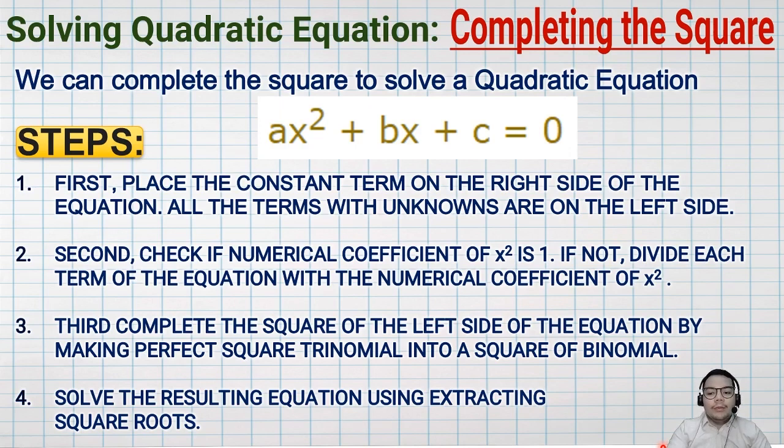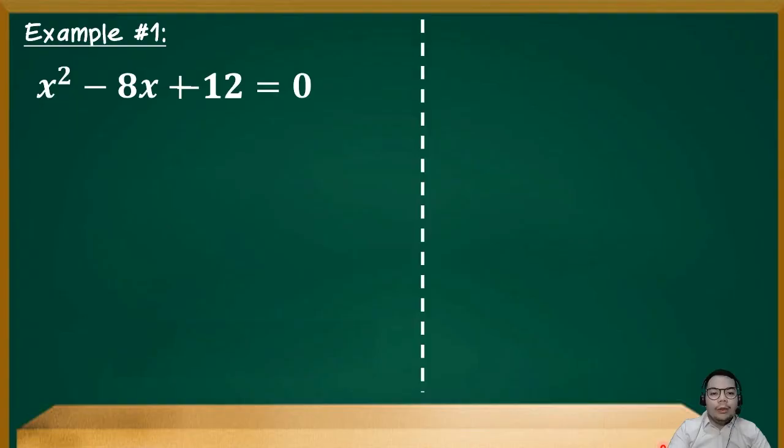First, place the constant term on the right side of the equation. All the terms with the unknown are on the left side. Second, check if the numerical coefficient of x squared is 1. If not, divide each term of the equation by the numerical coefficient of x squared. Third, complete the square of the left side of the equation by making the perfect square trinomial into a square binomial. And fourth, solve the resulting equation using extracting square root. We will better understand these steps as we go through the examples. So let's proceed.